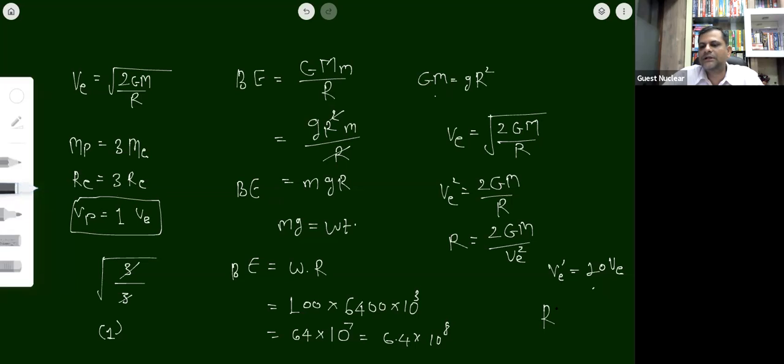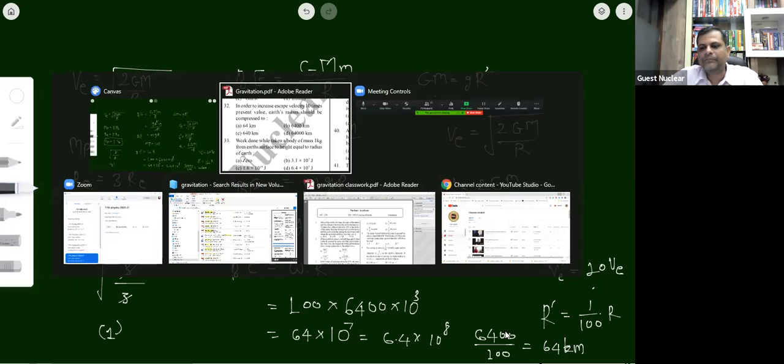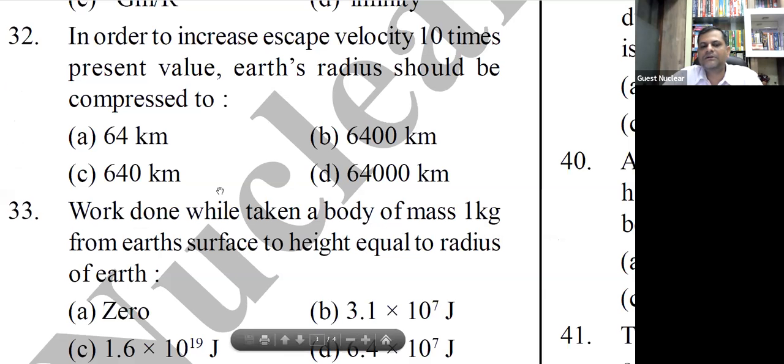So we can conclude that the new radius of Earth should be 1/100 times that of the original radius of Earth. And what is the original radius of Earth here? It is 6,400 kilometers, right? So if it is to be made 1/100 times, then how much will it be? Actually, it will be 64 kilometers only. So if we compress the Earth up to 64 kilometers only, then we can get the escape velocity of Earth to be 10 times its present value.